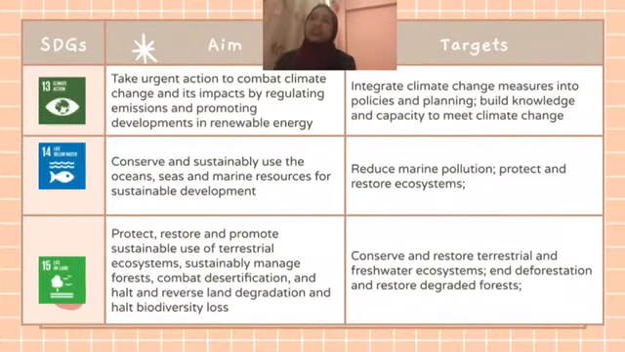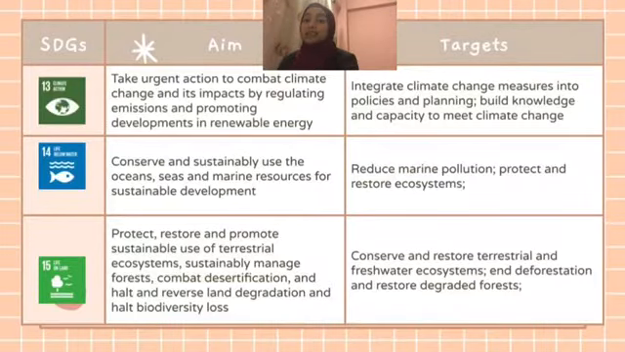We now move on to climate action, which is the 13th goal for the SDGs. The aim is to take urgent action to combat climate change and its impacts by regulating emissions and promoting developments in renewable energy. The target here is to integrate climate change measures into policies and planning, also to build knowledge and capacity to meet climate change.